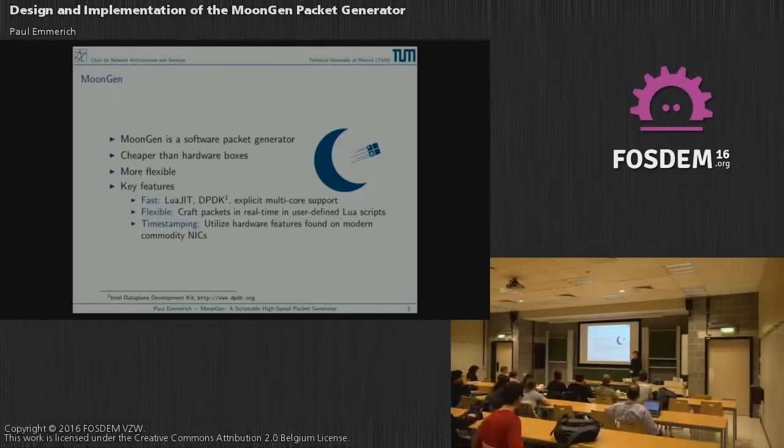So I opted to just generate all the packets in Lua code. That means if you want to send a specific type of packet with Moongen, you write code that generates that packet and send it out in real time.